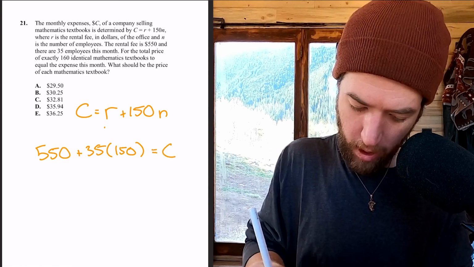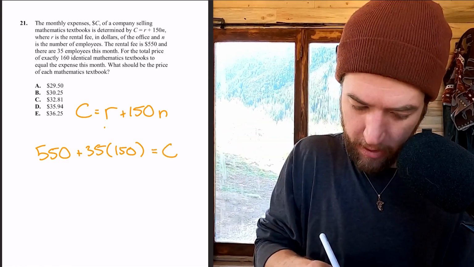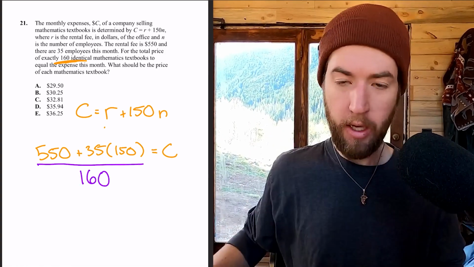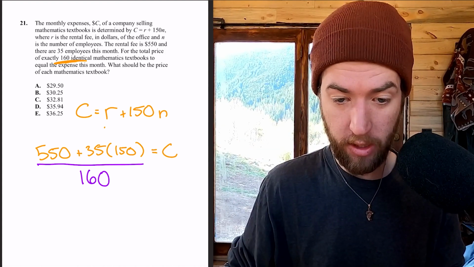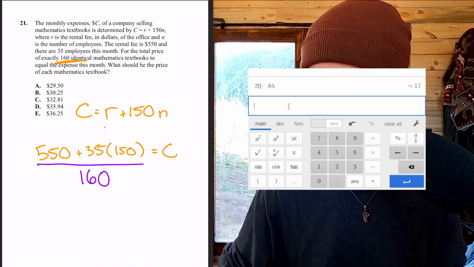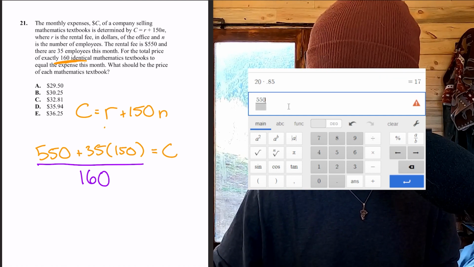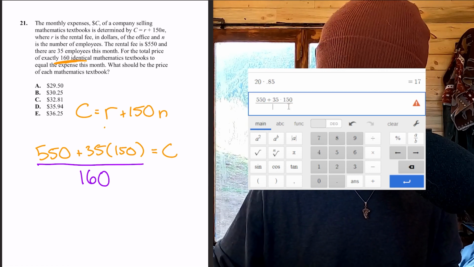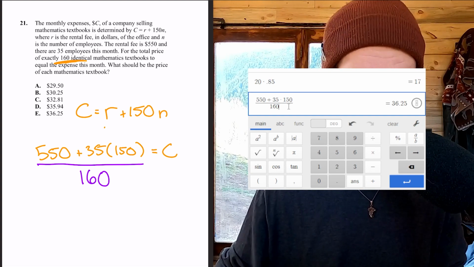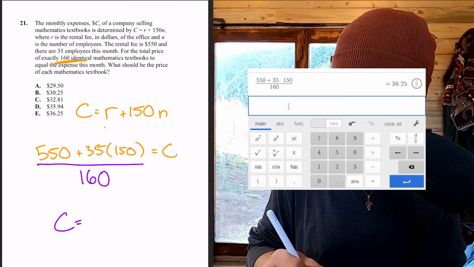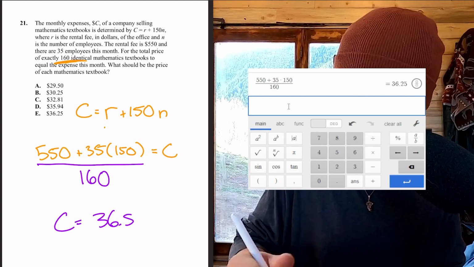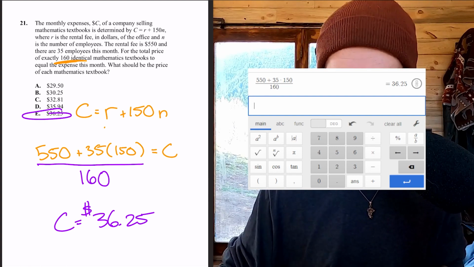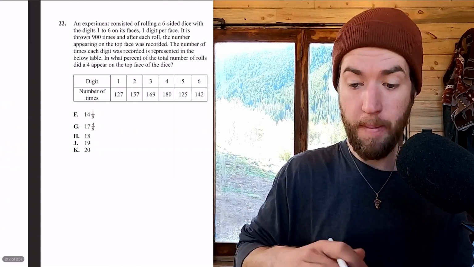Okay, so this is the total cost of hiring all these employees, and it looks like they're comparing it to 160 identical textbooks. So they're trying to find the price of a single textbook. So I'm going to take that total cost, divide by 160, and that should lead us to our answer. Let's see here. So if I come here, start with a fraction. We've got 550 plus 35 times 150, and then on the bottom we're dividing by 160, that's all the books, same price. $36.25 per book. Let's pray that that's an answer. Is it 25? Let's see. 3625. Boom. Answer E. And get rid of the calculator. And on to the next.